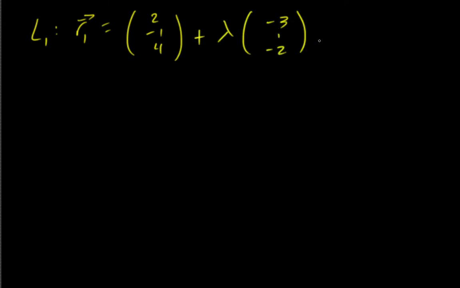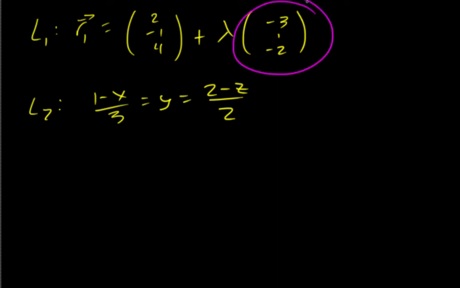Okay, so it says find the angle between these two lines. So L1 is given as r is equal to (2, -1, 4) plus lambda (-3, 1, -2). And then we're given L2 in Cartesian. Okay. So the direction vector for the first one, this is our B1. That's pretty easy, straightforward to find. Now, what we need to do for each of these is we need to set them equal to lambda.